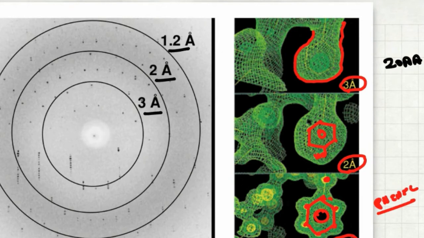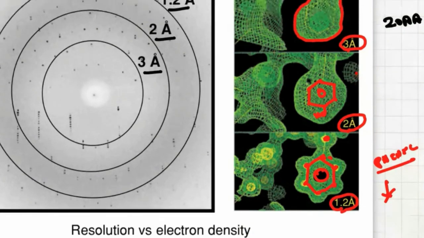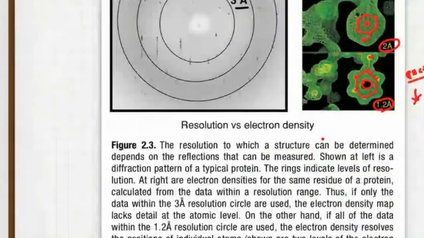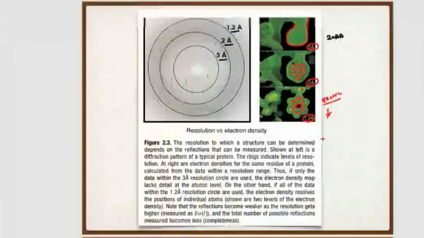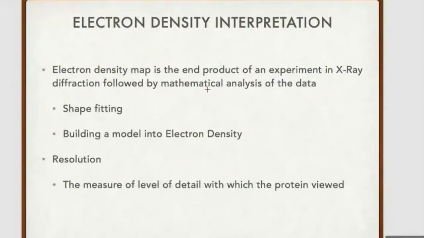So more details we capture if we go for higher resolution, that is lower in number, right? Less detail is there if we go for a higher value, that is lower resolution. So 3 angstrom is comparatively bad resolution compared to 1.2 angstrom resolution. So is that understandable? Yes, sir. Okay.